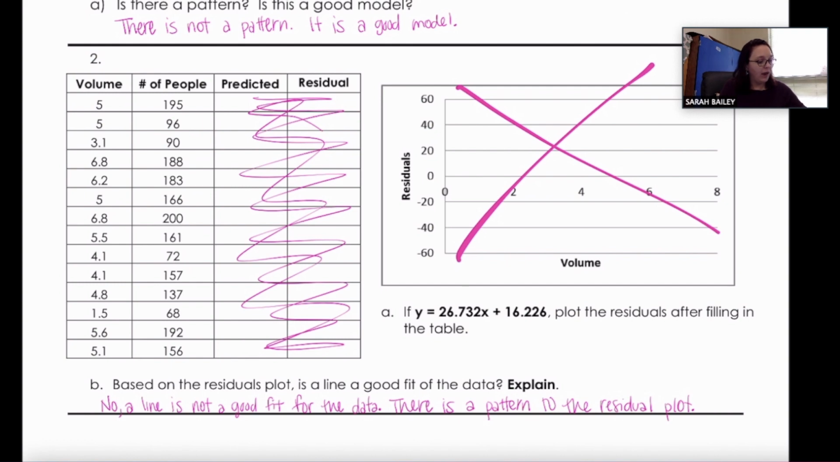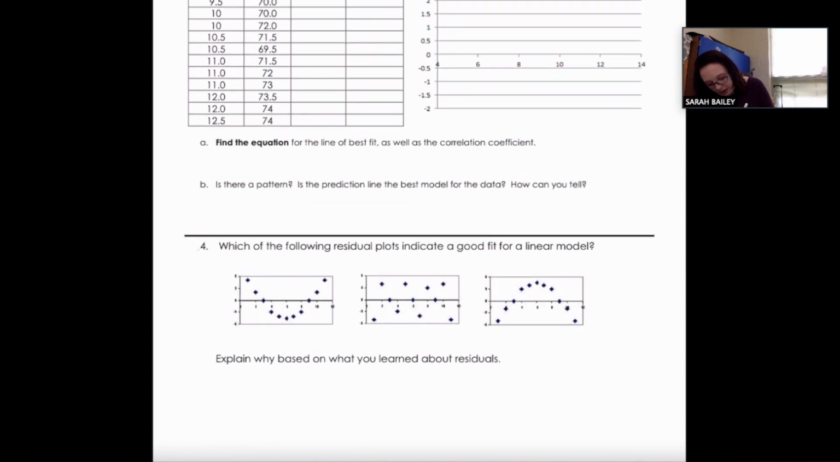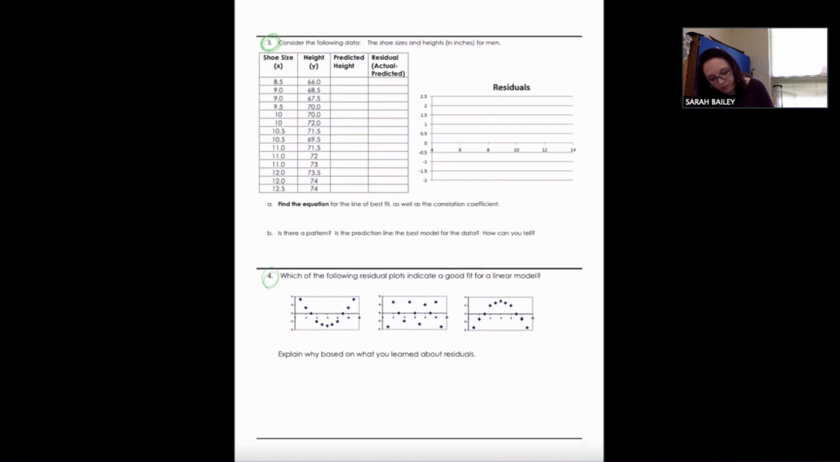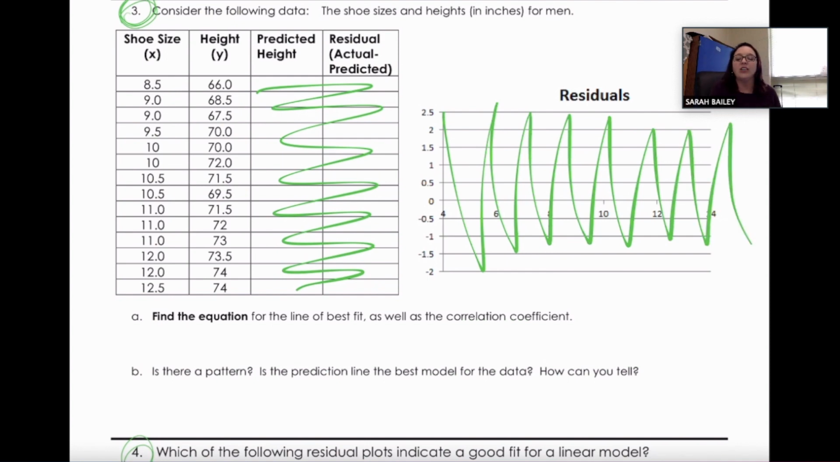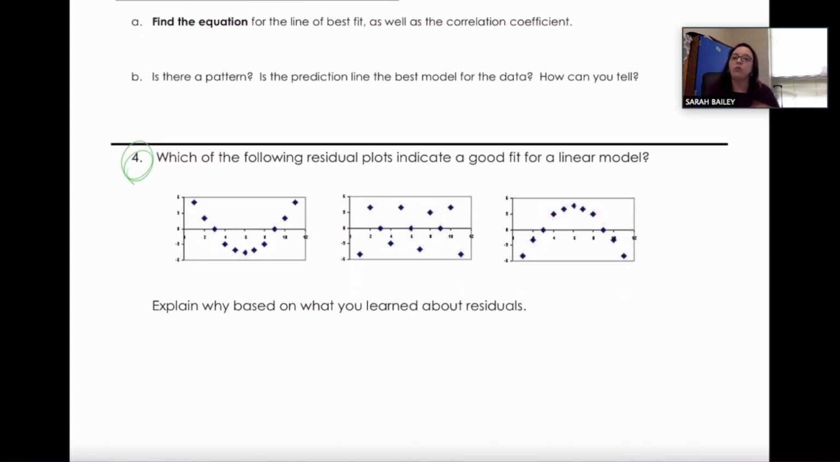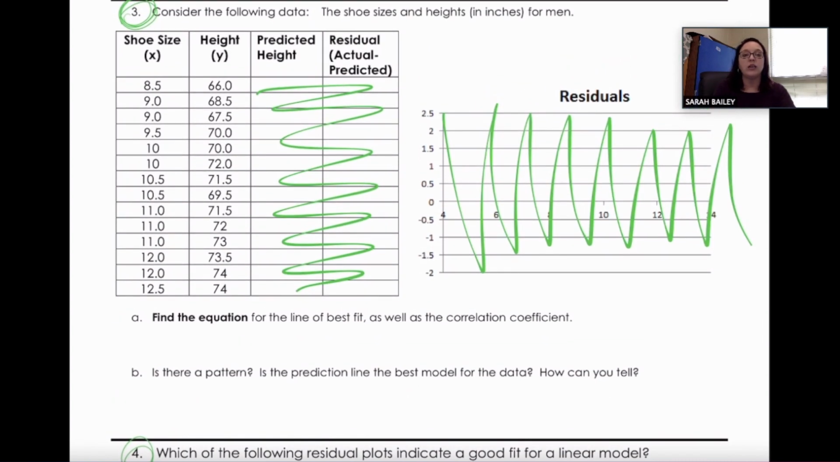All right, so now what we're going to do is we're going to go to the next page, and I want you to do number 3, and I want you to do number 4. Now, for number 3, you do not have to fill in this part of the table, and I actually don't even need you to make a residual plot. So you can mark through that. I just need you to find the equation, is what it's asking you to write down the equation and the correlation coefficient, and then tell whether or not there's a pattern. And then for number 4, that one's self-explanatory. So go ahead, I want you to pause the video and do problems 3 and 4 now.